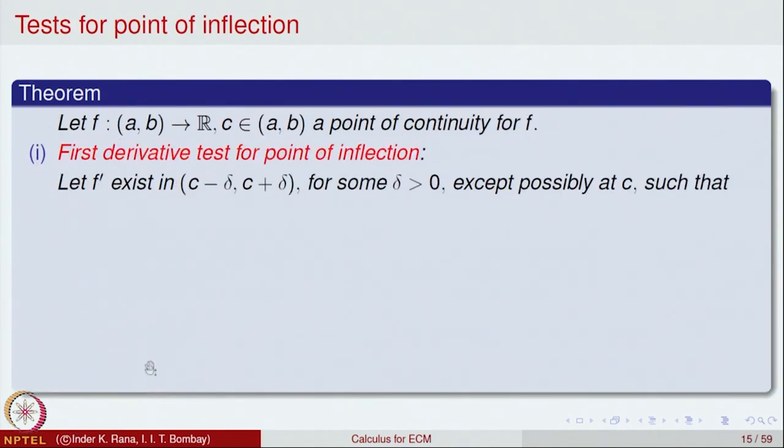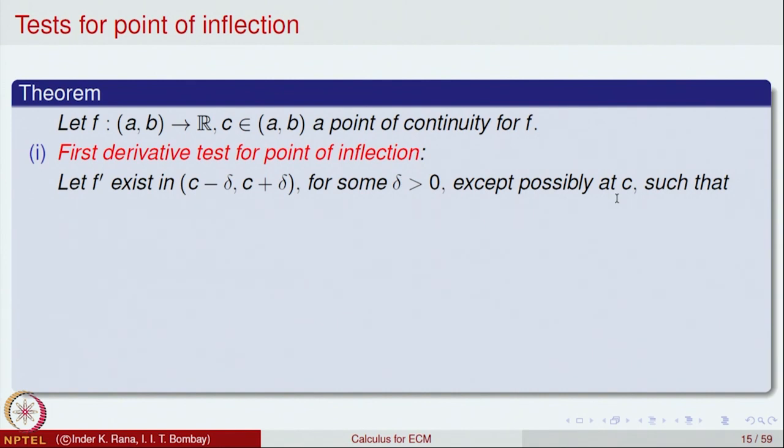So, here is a test for points of inflection. Let f be a function on an open interval (a, b), and c a point inside it, a point of continuity for f. The first derivative test for a point of inflection says what we want to say: on one side of the point the function should be of one nature, namely strictly concave up, and on the other side it should be strictly concave down. We already have a test for strictly concave up and strictly concave down, so we will put those conditions appropriately. Suppose the first derivative exists in an interval around c, that is (c minus delta, c plus delta), except possibly at c. We are not concerned with that point c.